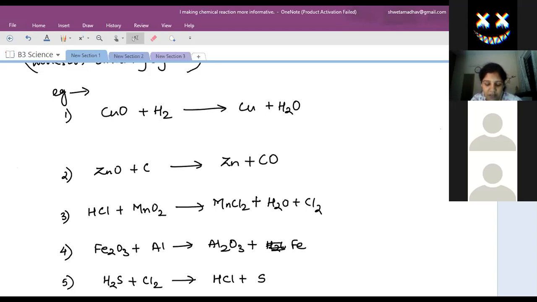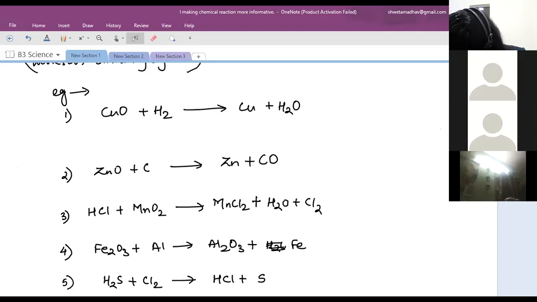And reducing agent? Reducing agent H2, hydrogen. Yes, ma'am. You have to write the names of the compounds. Don't only write the formula. You need to know the names of the compounds. Okay, ma'am. Deepika, second.